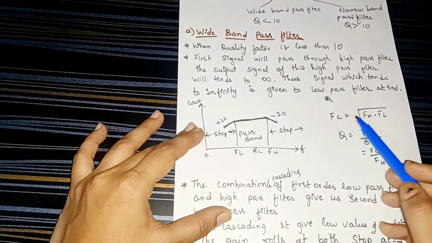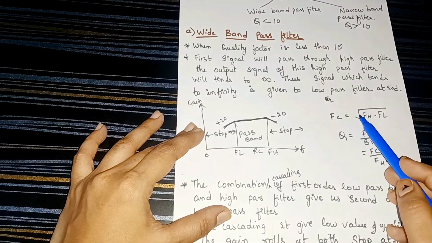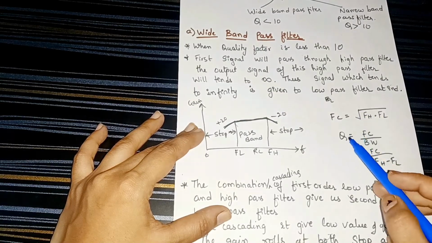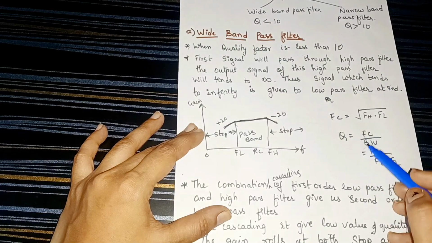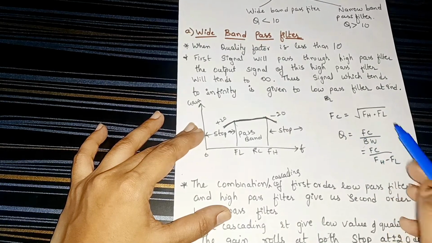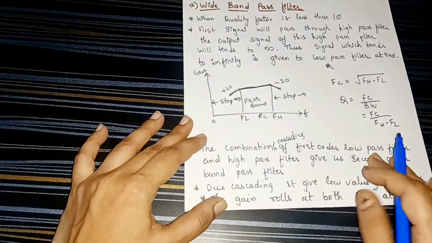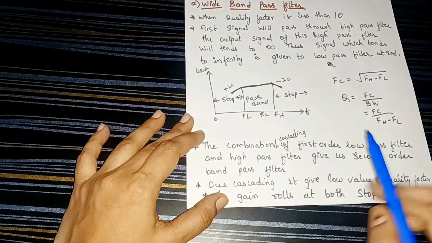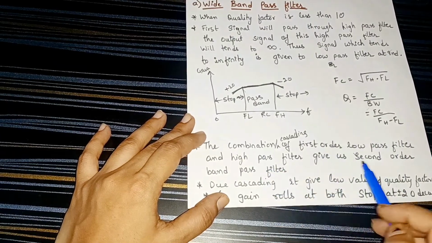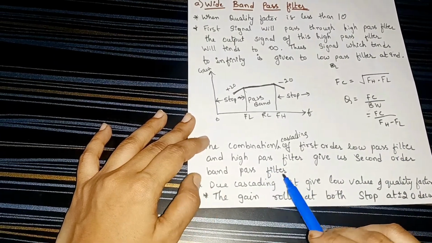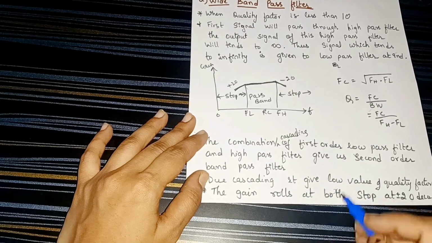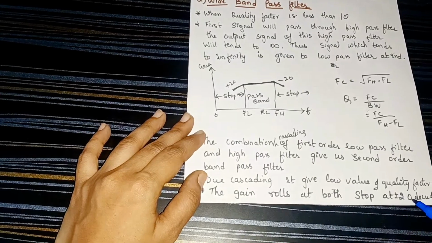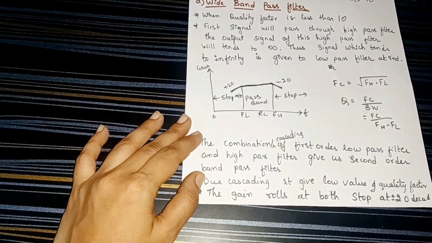So here the cutoff frequency is nothing but root of FH into FL. We can say Q, that is quality factor, is equal to cutoff frequency by bandwidth. What is our bandwidth? FH minus FL. So the cascading of a first order low pass filter and high pass filter gives us a second order band pass filter. Due to cascading, it gives a low quality factor. The gain rolls off at both stop bands at plus or minus 20 dB per decade.